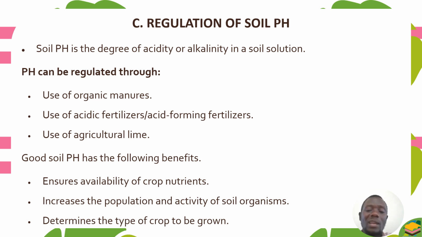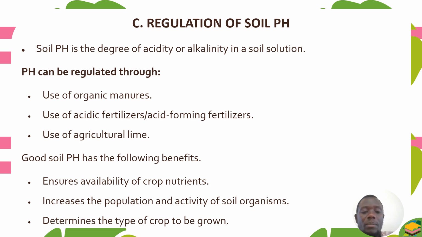Then use of agricultural lime. Agricultural lime also helps to maintain soil pH, more especially when the soil is acidic. If you add lime, it means you are neutralizing the acidity. So agricultural lime also helps to regulate soil pH. Good soil pH has the following benefits.